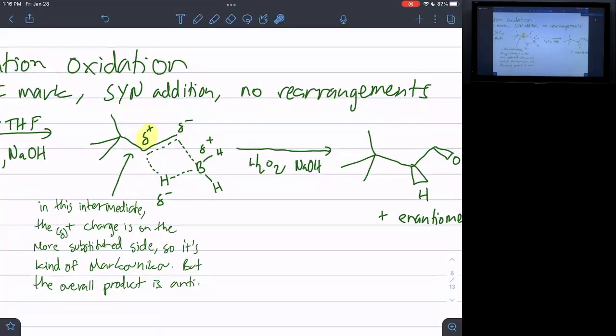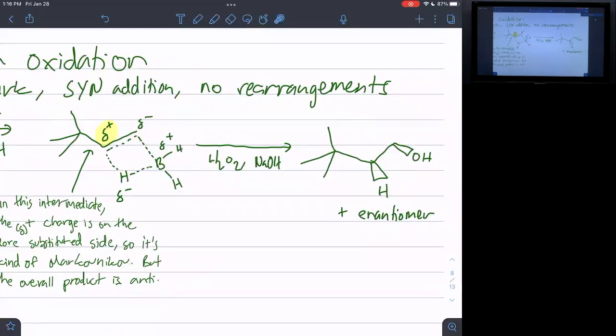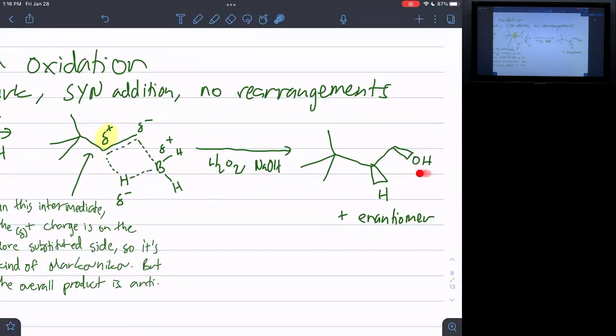After you get that, you do step two, the oxidation with H2O2 and NaOH, and you get your product. All this does is replace the BH2 with an alcohol. Oh, and it's a syn addition, so the alcohol and the hydrogen are going to be facing the same plane. They're both going to be dashed or they're both going to be wedged, which is why we always write plus its enantiomer.